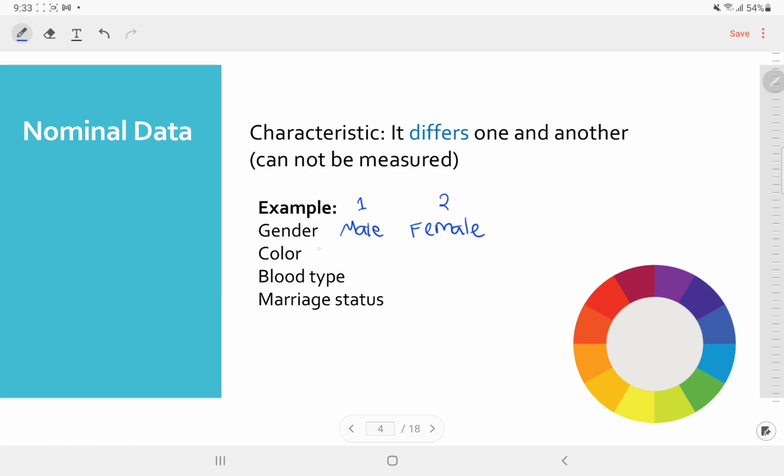And also color. Just please take a look at these colors. We have red, purple, dark purple, blue, green, and etc. So these colors are different one to another, right? And also the blood type. For example, A, B, AB, and also O. All of them are different, but there is no value. And the marriage status, like married and not married. And you can also give other examples of this kind of nominal data.